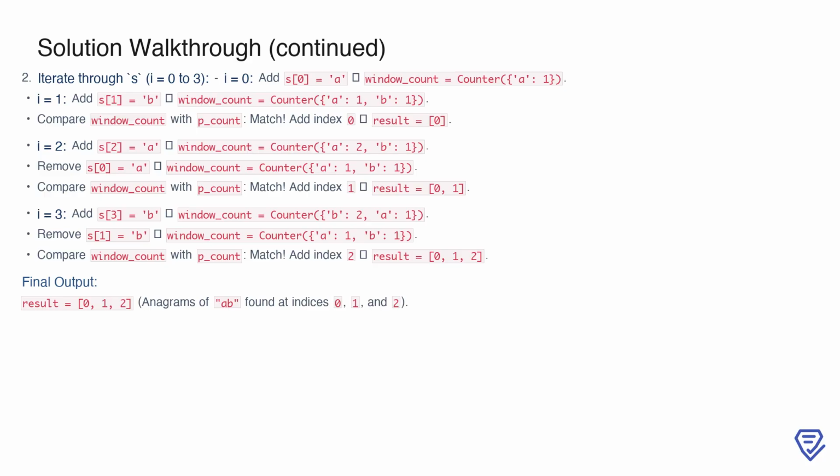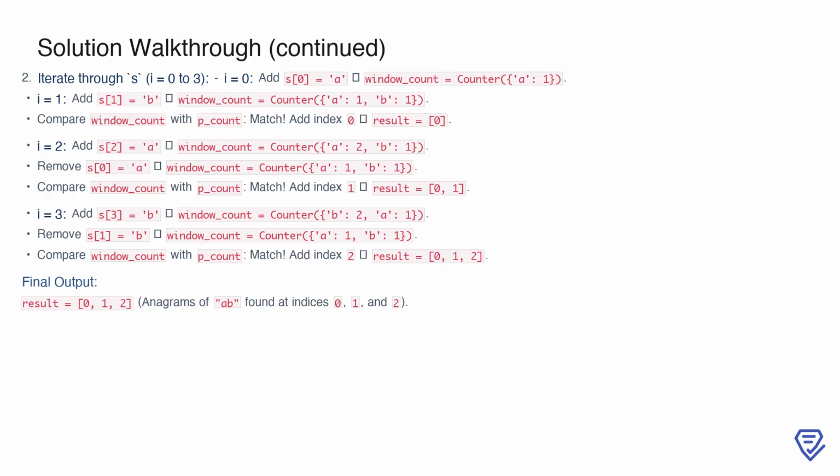As we process S at index 0, we add A to window_count, which becomes A1. At index 1, we add B, so window_count is now A1, B1. This matches P_count, so we add 0 to result, making it 0. At index 2, we add A, updating window_count to A2, B1. Since the window is now larger than M, we remove the character at the start of the window, which is A, leaving A1, B1. This matches P_count, so we add 1 to result, making it 0, 1.